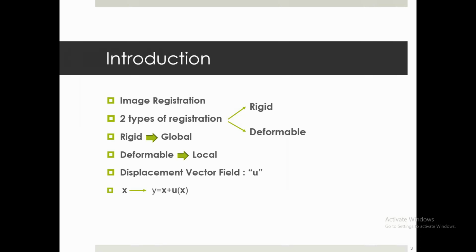In contrast, deformable registration methods match the local differences between moving and fixed images. A non-rigid transformation is simply defined by the displacement vector field U to match every voxel X of the moving image to the corresponding voxel Y equal X plus U in the fixed image. So, in this paper, we proposed a novel deformable registration algorithm based on calculus of variations.